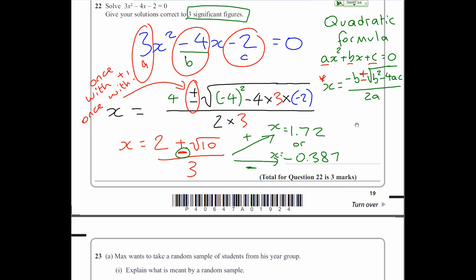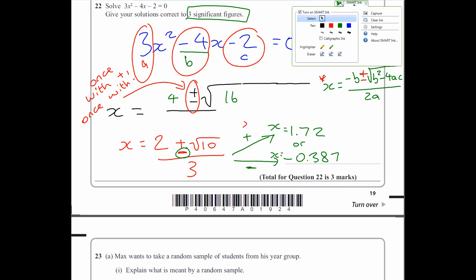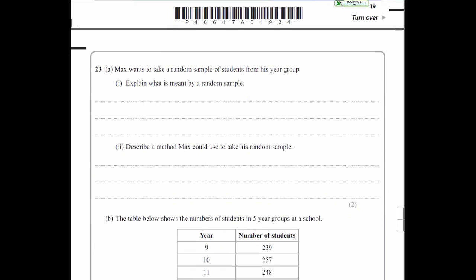A-star question, quadratic formula solved. Okay. Question 23.